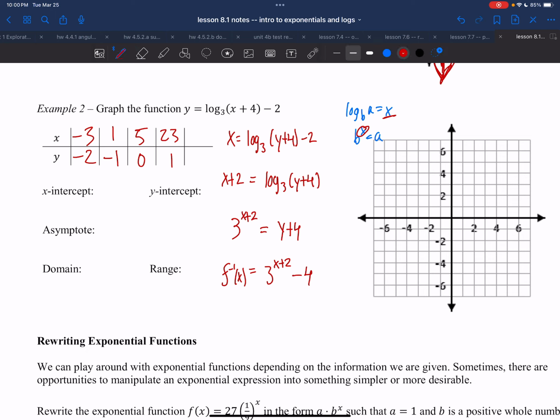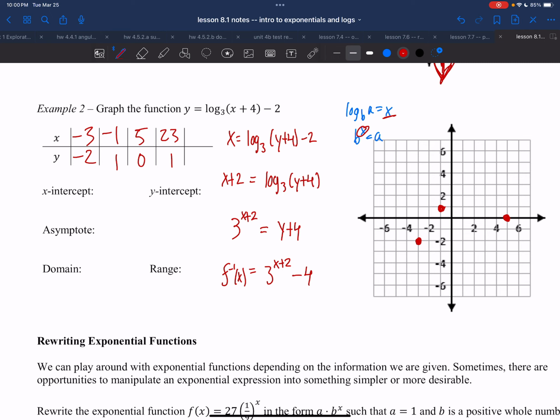-3, -2 is right here. 1, -1 is right here. 5, 0 is right here. I'm sorry. That one wasn't 1, -1. It was -1, 1, I believe. Yes. I was thinking that doesn't look right. I've flipped it wrong. So then -1, 1 is -1, 1. That's right here. Okay, that's better.